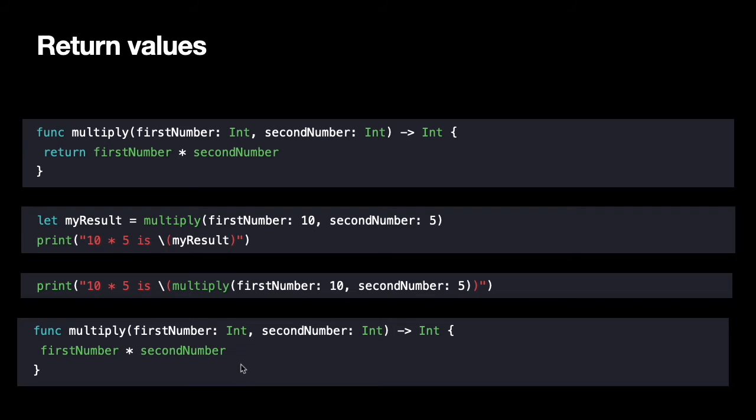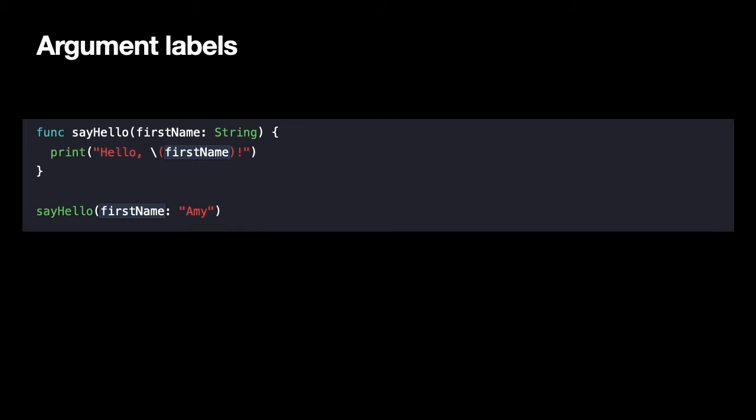If a function is a single line, then we may omit the return keyword on the line as long as the line results in the correct type. In this case, first number and second number are both integers. Multiplying them results in an integer, which matches the type of the function. So we can not include the return keyword here, and the function is still valid. This only works for single line functions.